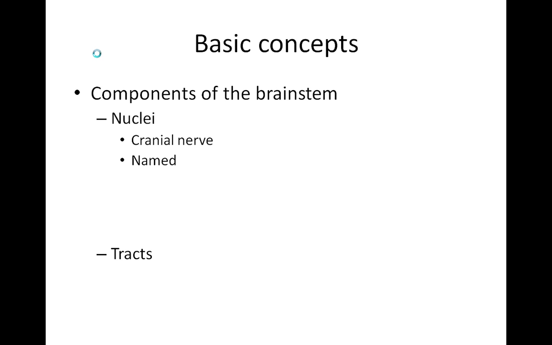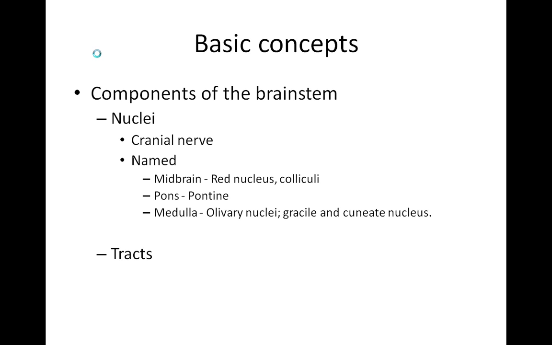We see also other named nuclei, which include at the level of the midbrain, the superior colliculus, the inferior colliculus, and the red nucleus. All of these are just names. We'll learn about what they signify in a second. In addition, at the pontine level, we've got pontine nuclei, and at the medullary level, we have the olivary nuclei and the gracile and cuneate nuclei, and we'll learn all about these in a moment.